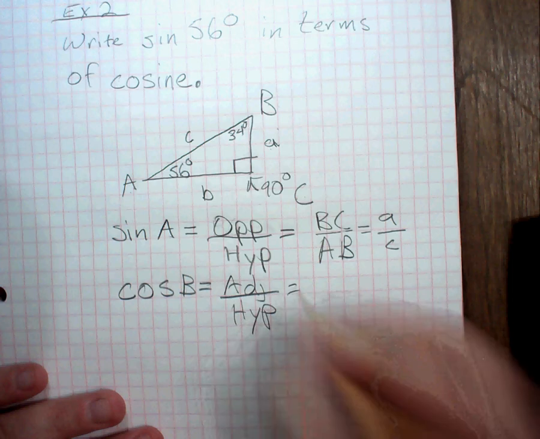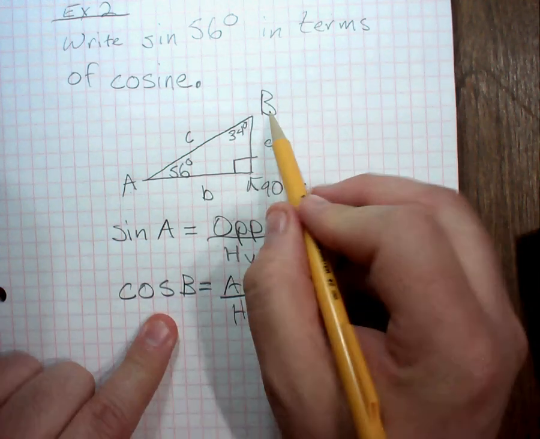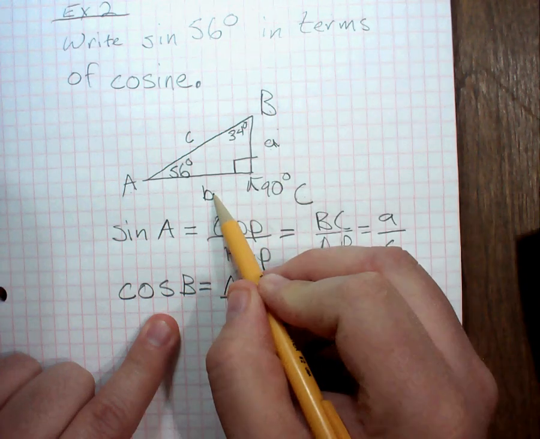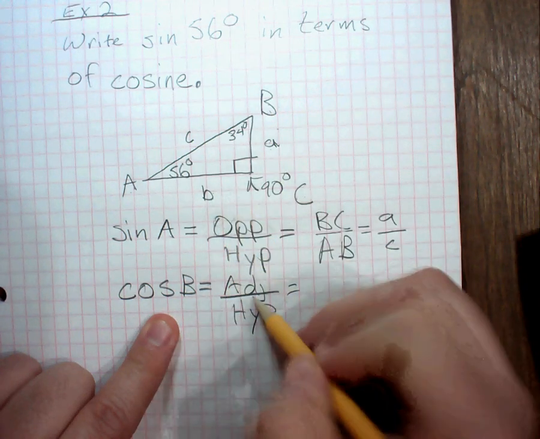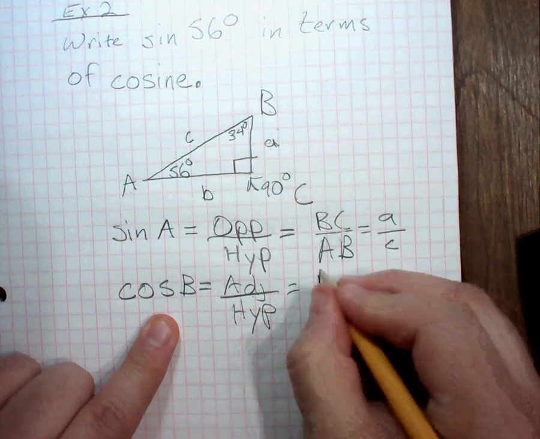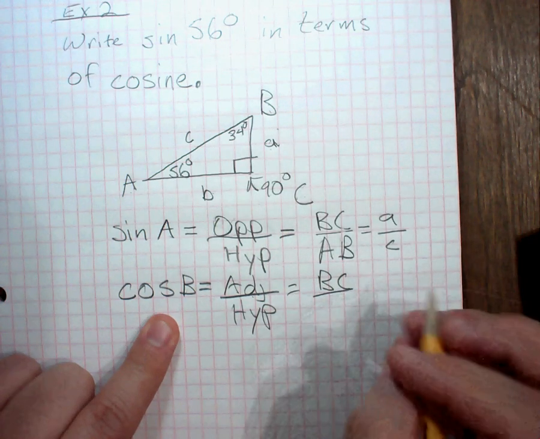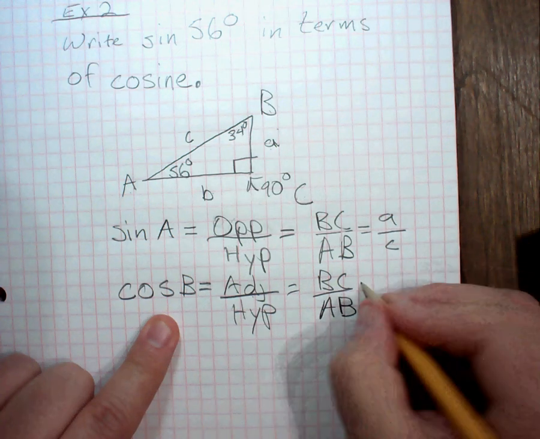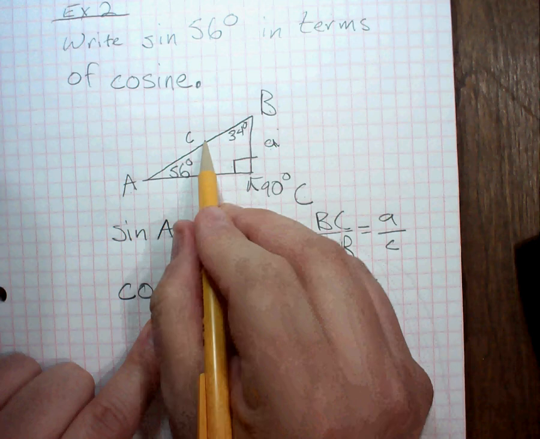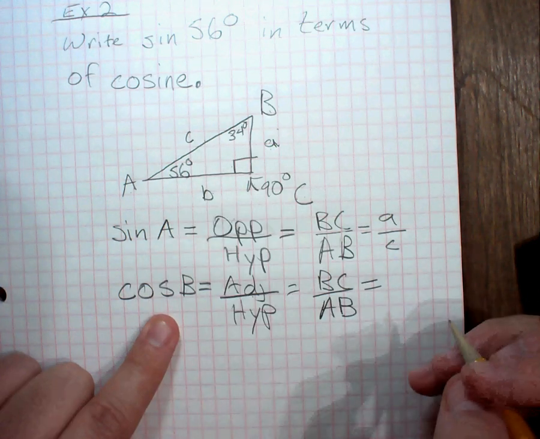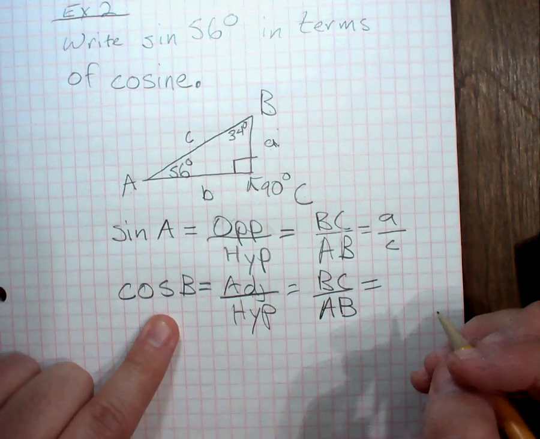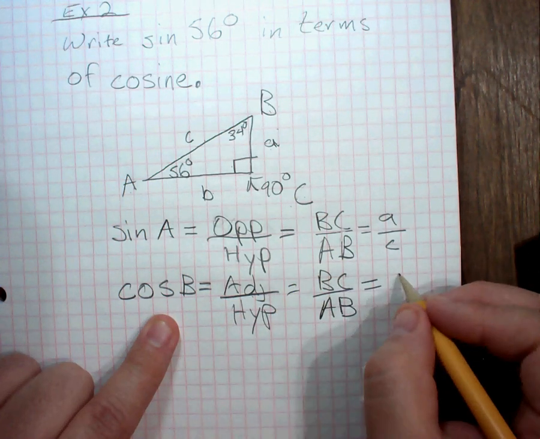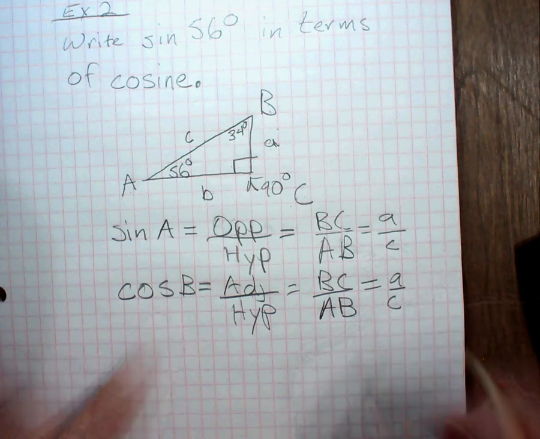Now, interestingly enough, if I do cosine of B, well, the opposite is lowercase b, but the adjacent is BC. And then the hypotenuse is always going to be the hypotenuse. It doesn't matter which angle you use, because the hypotenuse is always across from the lowercase c, which is across from the capital angle C. So that would just be AC as well.